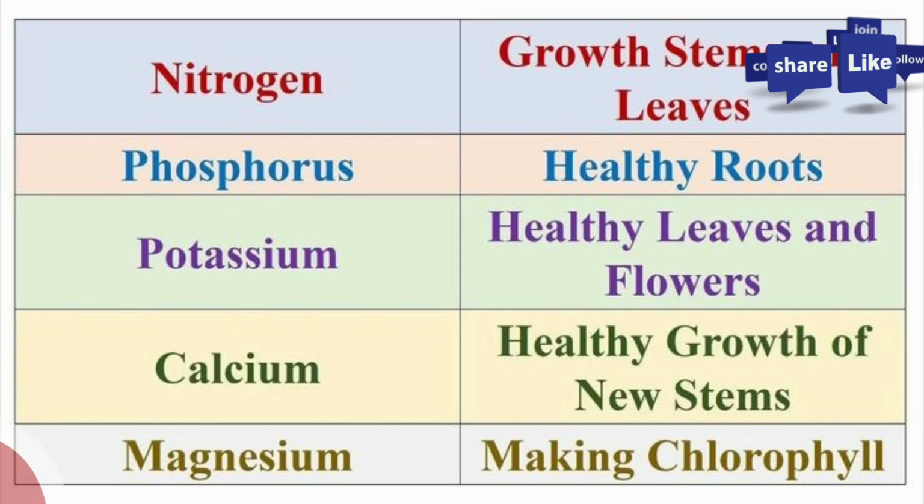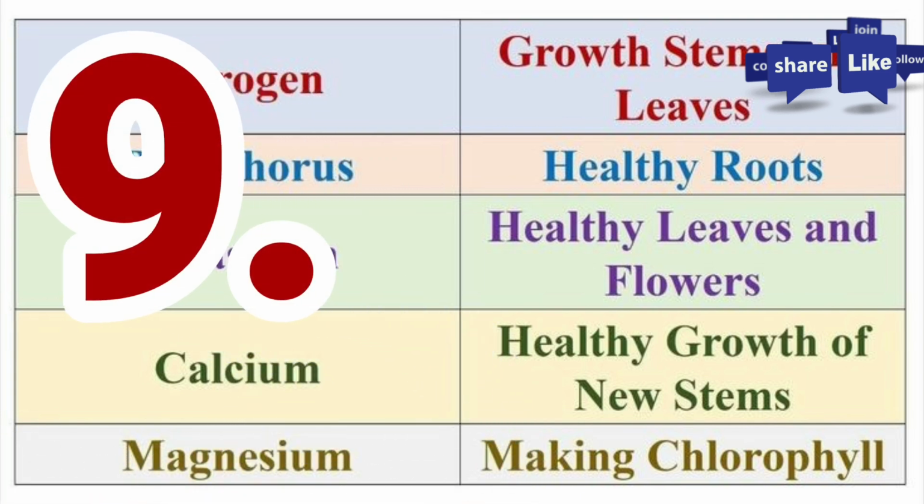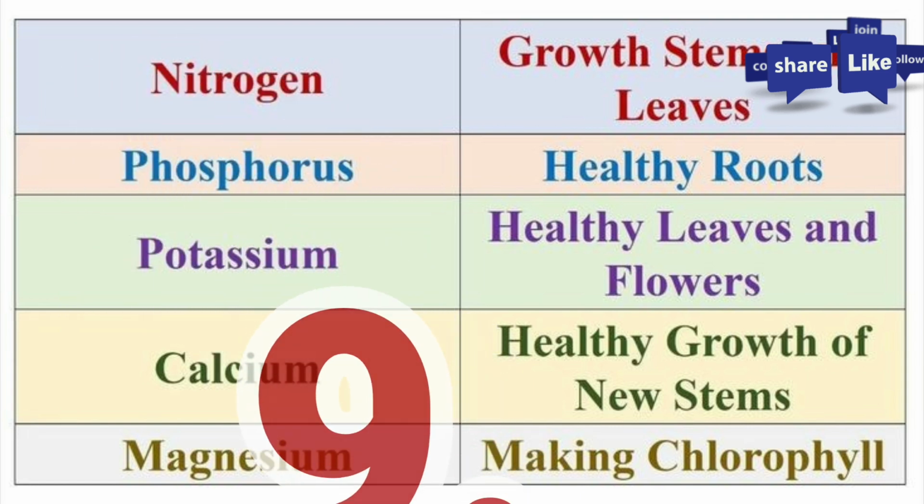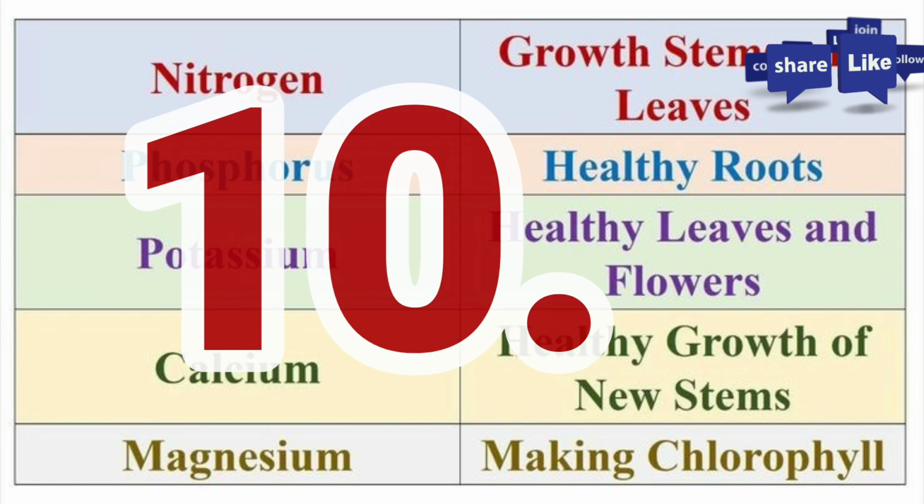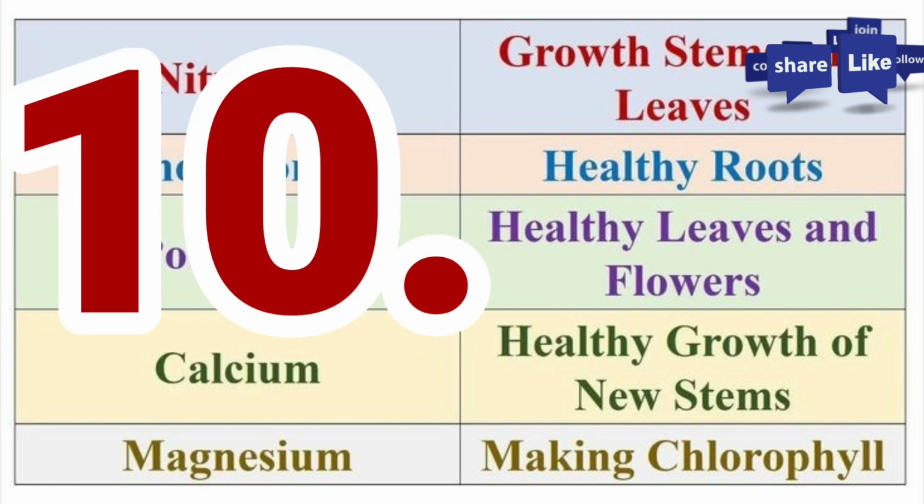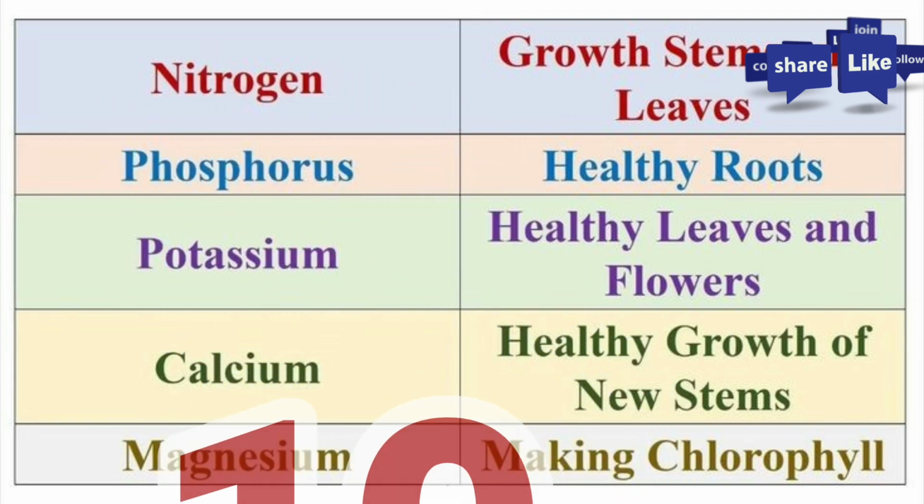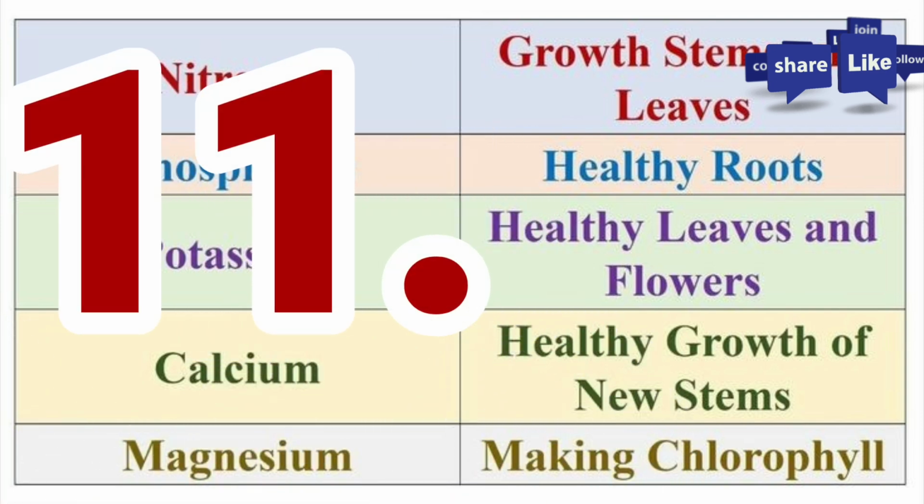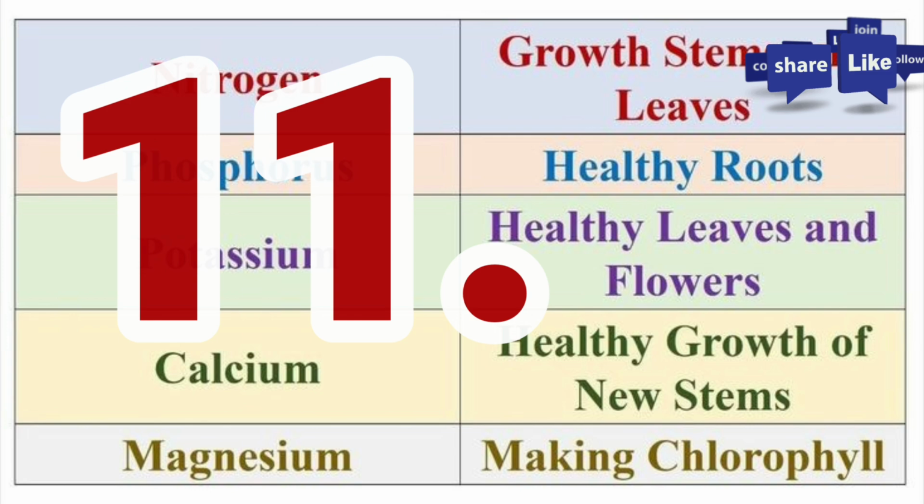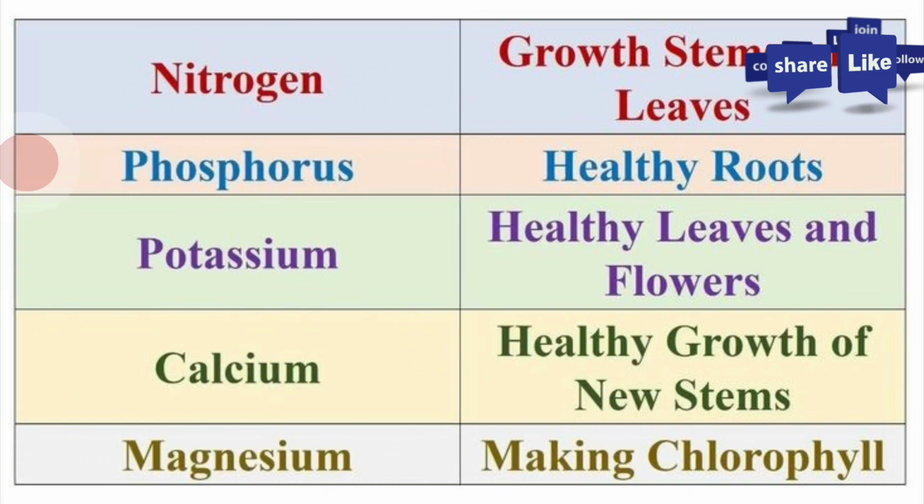Next element, potassium, is very important for mineral nutrition as it is required in more abundant quantities in meristematic tissues. Next important element is calcium. Calcium is present in the middle lamella as calcium pectate and it helps in the formation of the mitotic spindle. Next is magnesium. Magnesium is a constituent of the chlorophyll structure and maintains the ribosome structure.